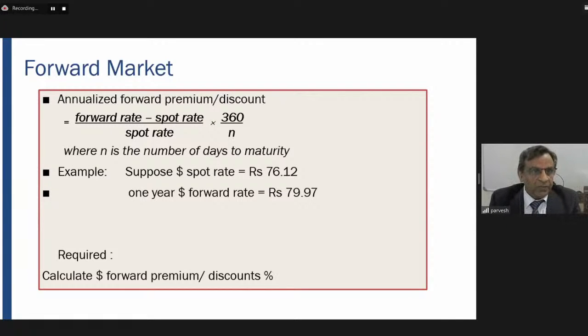So here the spot rate is given and the forward rate is given. And mind you, it is a 1 year forward rate. Okay, so the formula we know, it is written on the top, which is forward minus the spot rate divided by the spot rate. Then you multiply it by 360 and divide by, in this case, 1 year itself. So what will be the answer?